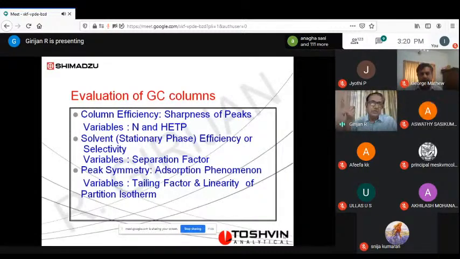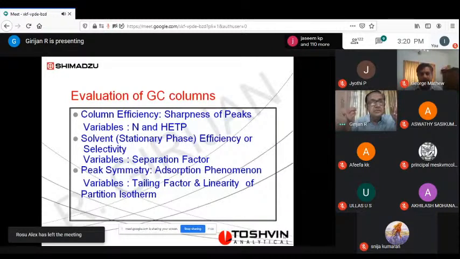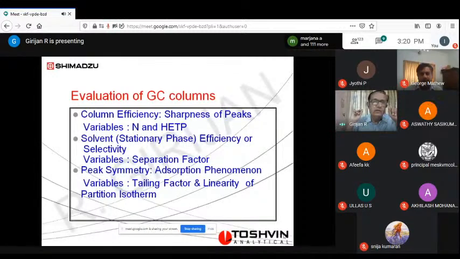There is something called solvent efficiency, or it is also known as the selectivity factor. That means if you have a certain column, and when I say column, I am always referring to the stationary phase, and if I have two compounds in my sample whose boiling points are very close by, or the polarities are very close by, whether this column is able to separate these two compounds or not. That is the information I will be getting from my selectivity factor.